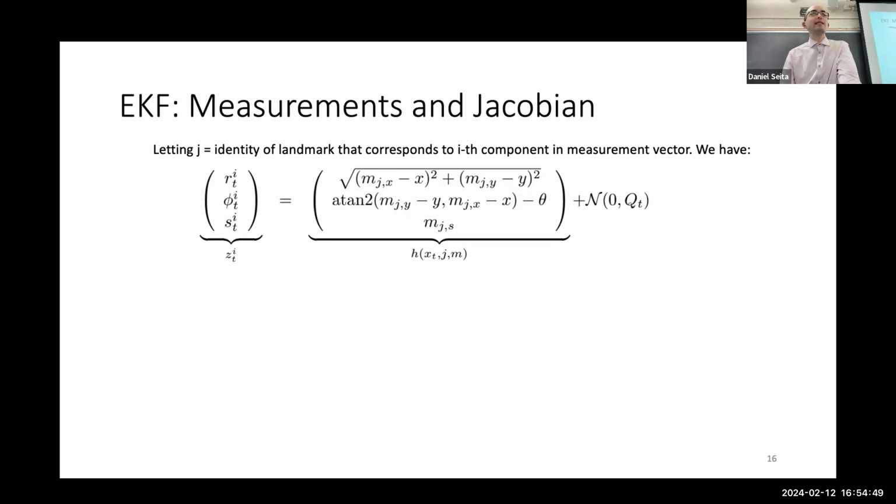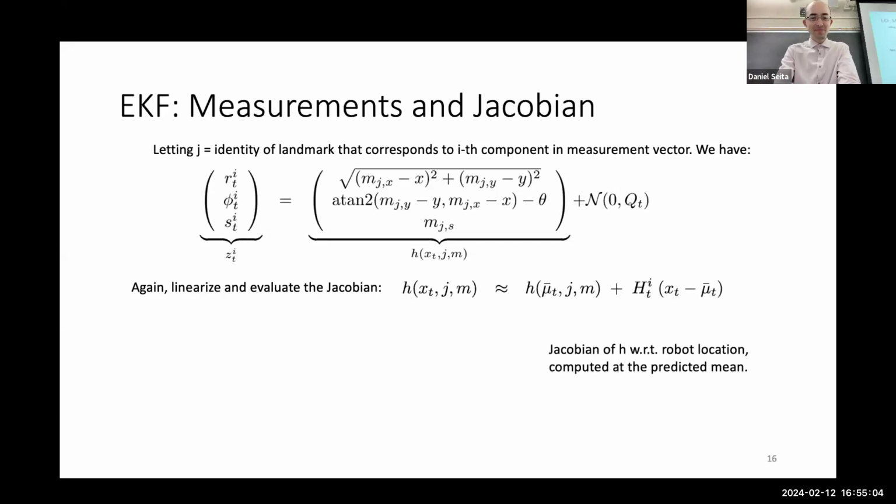So what happened next? Yeah, so linearize and evaluate the Jacobian, sure. So whenever we do this, it'll look like this.